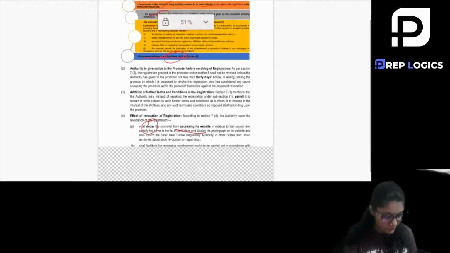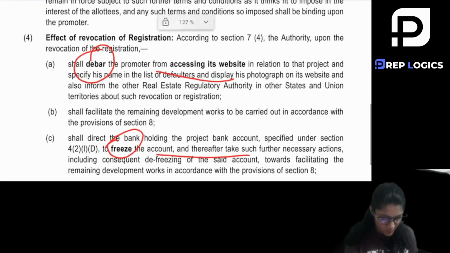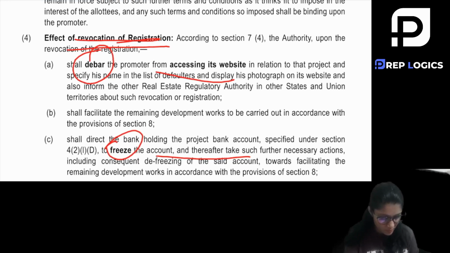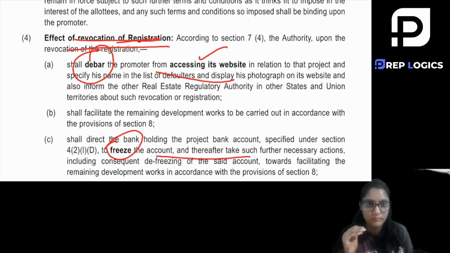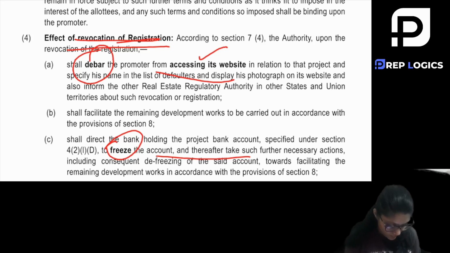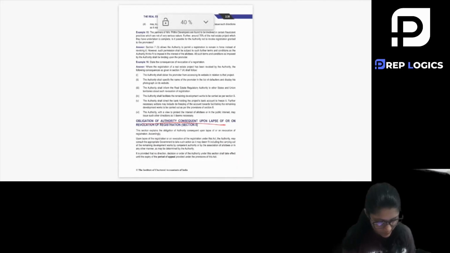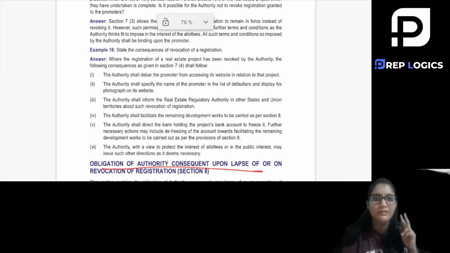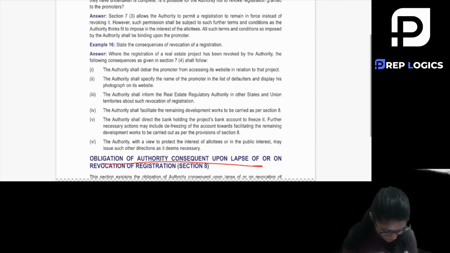Okay, we have already covered all the things, that is why I am going so fast. Suppose there is revocation of registration, then it will be shown on your website that your registration has been revoked, and your bank account will be frozen. All the things we have covered with the help of the chart in 2 pages, and see how many pages we have covered from the ICI module, but all this can be covered within the 2 pages that we have studied earlier.